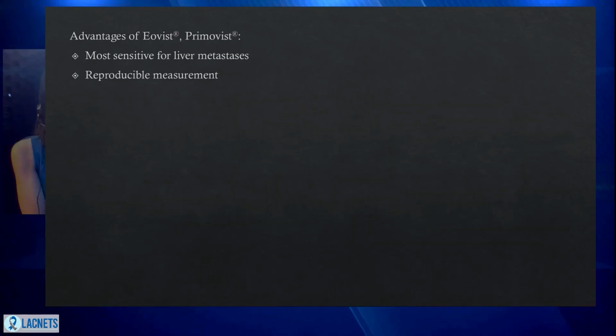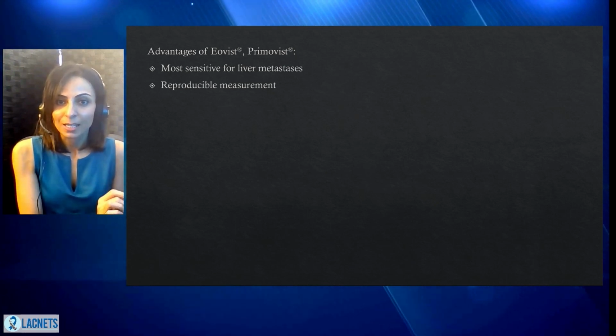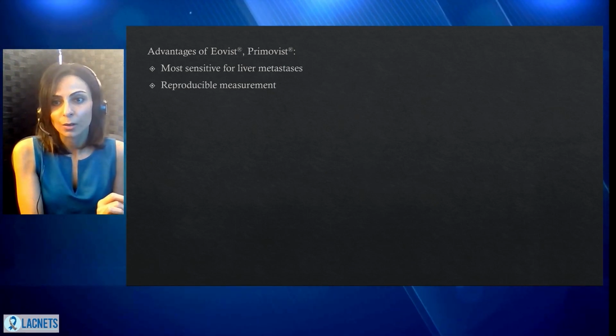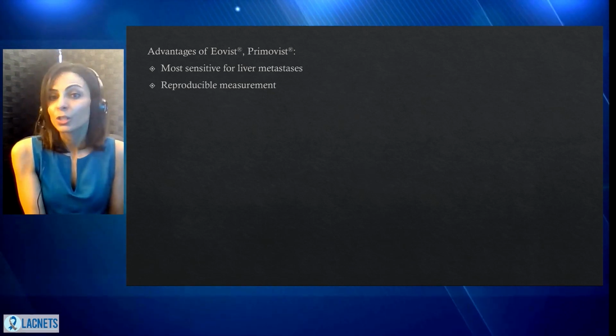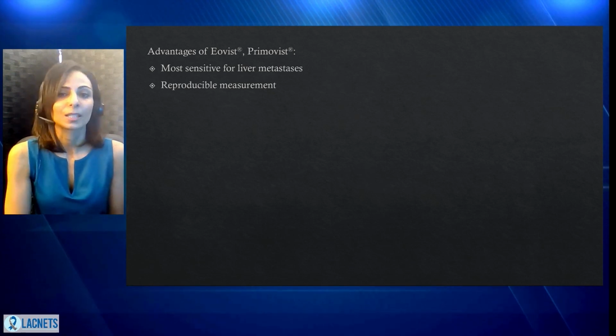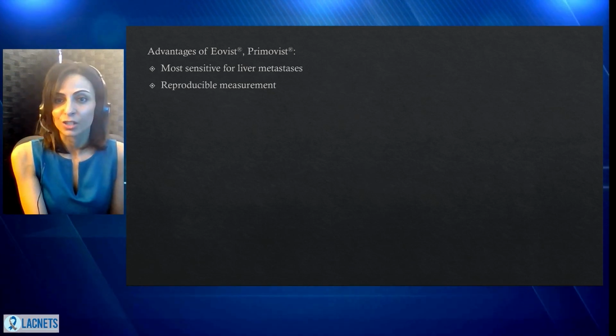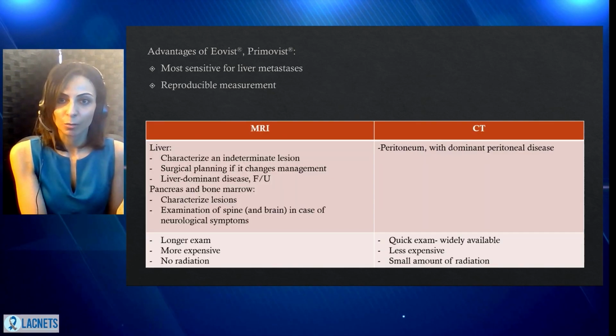So Eovist or Primovist is the most sensitive method to detect liver metastases, and it's only used for liver. If we're imaging other organs like brain or spine, we don't use Eovist. We use other contrast agents like Gadavist, for example. So this is a liver-specific agent, and it allows us to detect small lesions and to reproducibly measure them over time.